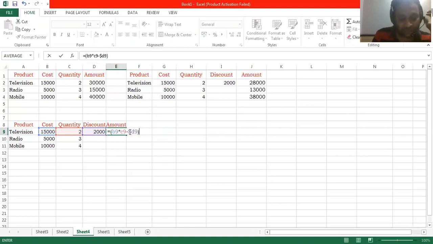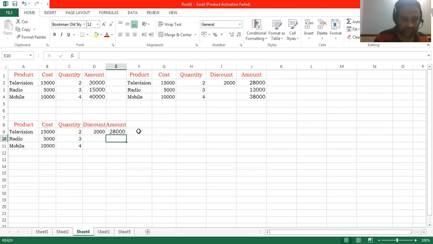I said that mixed referencing is the combination of both relative referencing and absolute referencing. So in this formula, $D is absolute referencing, because when we mention the dollar symbol, it is an absolute referencing, and 9 is the relative referencing. Mixed referencing means one part of the cell address is absolute and the other one is relative.